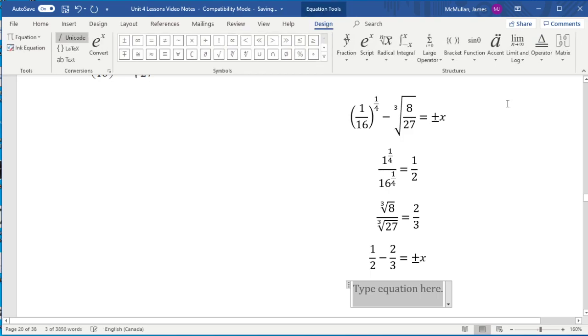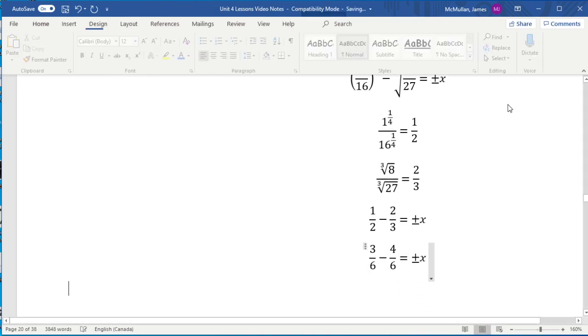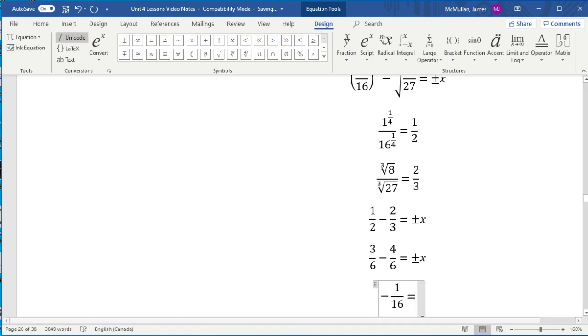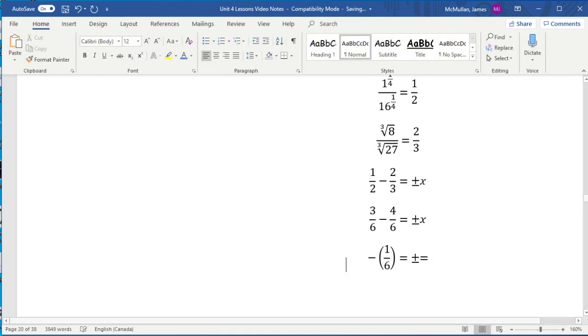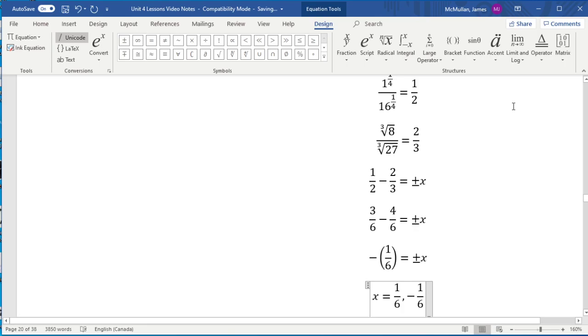And therefore, what's 1/2 minus 2/3? It would be 3 sixths minus 4 sixths equals plus or minus x. And that's -1/6 equals plus or minus x. And therefore, x equals 1/6 or -1/6. It could be either the positive or the negative. Let me see if this makes sense.